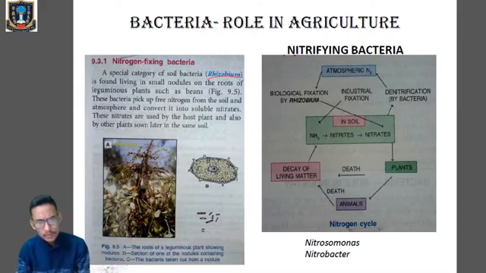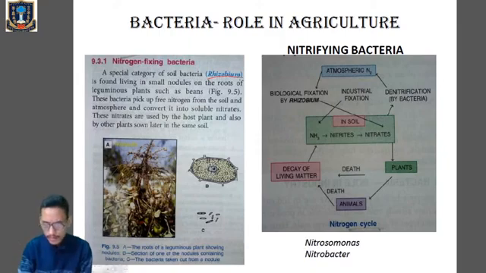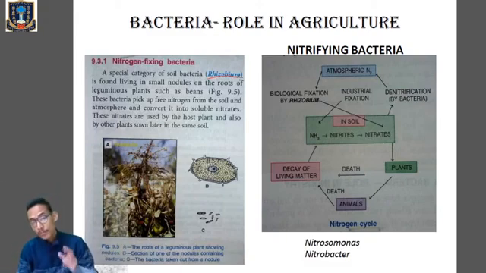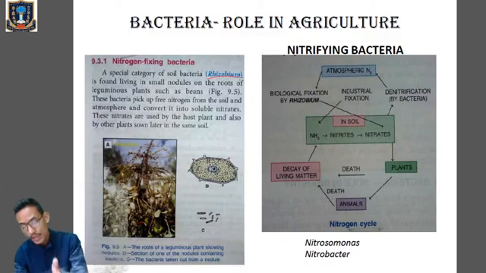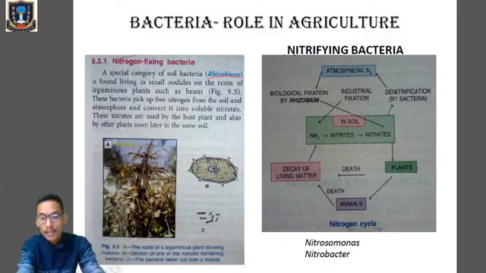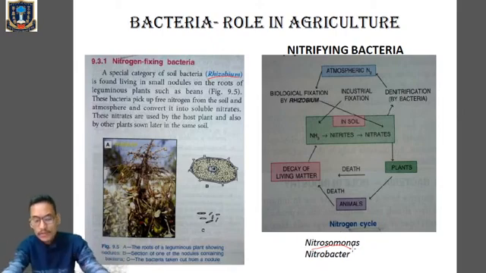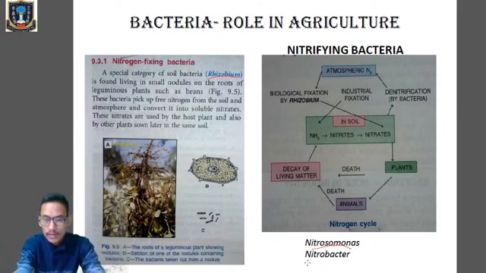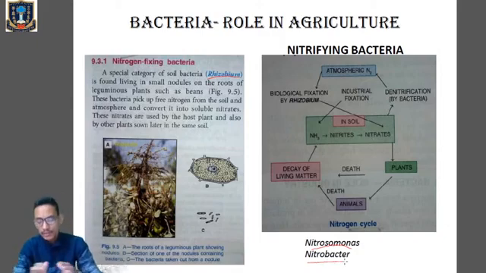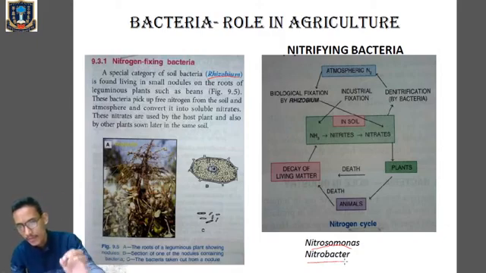For this we have certain bacteria which will convert the nitrogenous waste products of animals and the dead remains of plants and animals into ammonia. Then ammonia is converted into ammonium compound. Then ammonium compound is first converted into nitrites, and then nitrites are converted into nitrates by the action of bacteria called Nitrobacter.